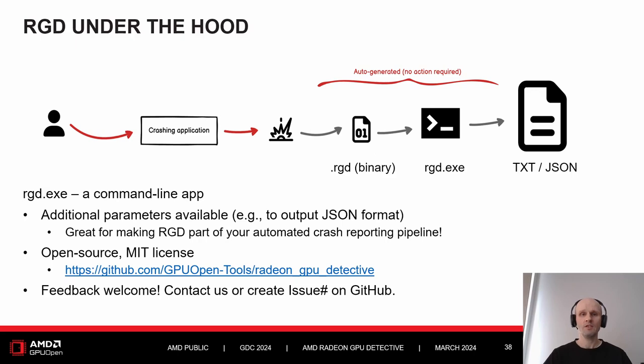You can use JSON output format, which may be good for automated processing to make RGD part of your crash reporting pipeline. RGD application is open source, with the source code available on GitHub. So you can inspect the code and you can also report any bugs, any feature requests or other comments as issues or pull requests in this repository, or just contact us if you have any feedback. We will develop it further.